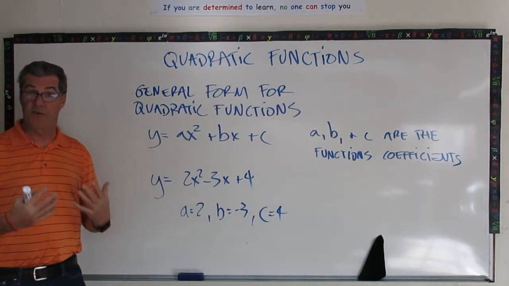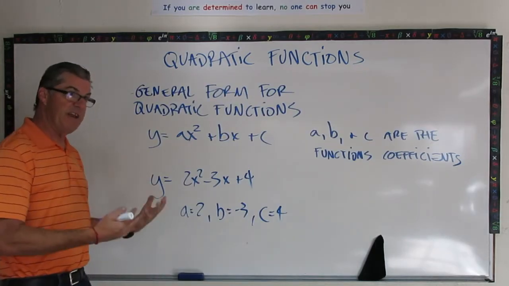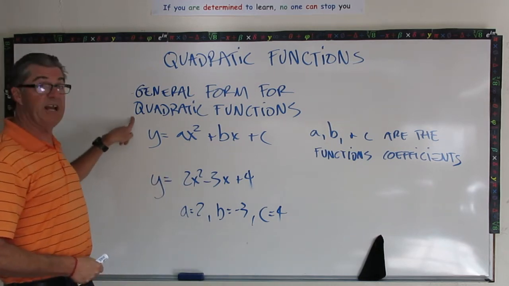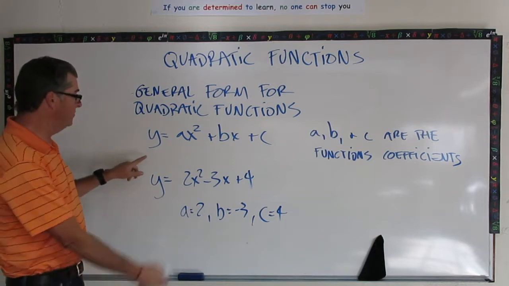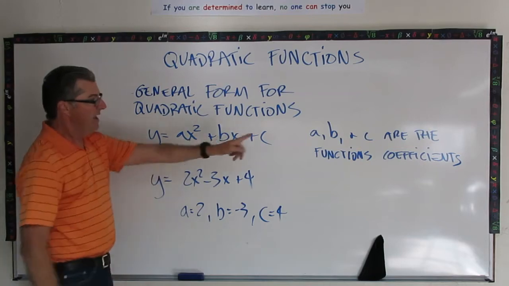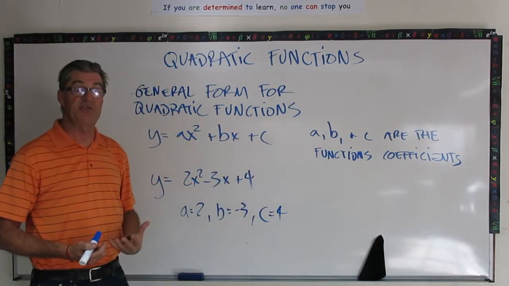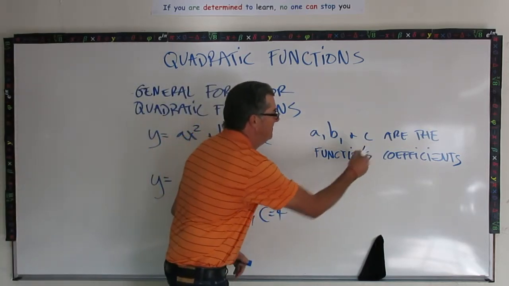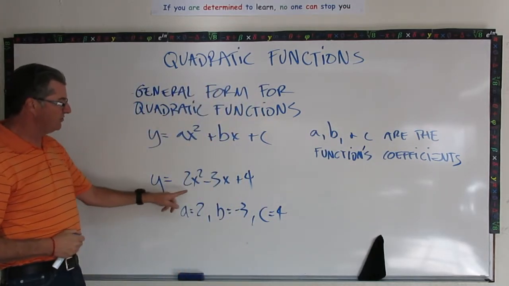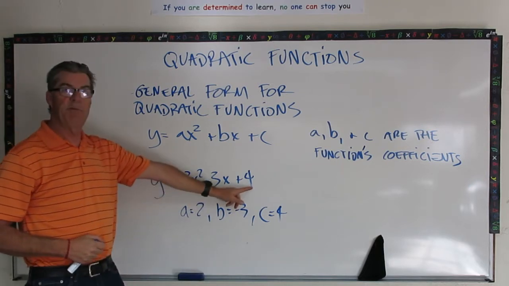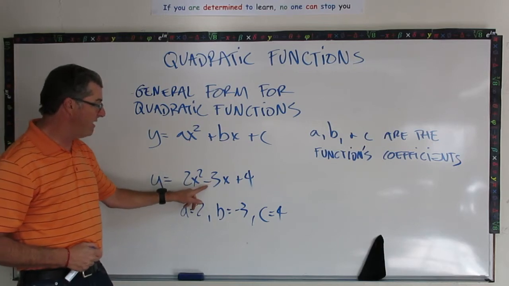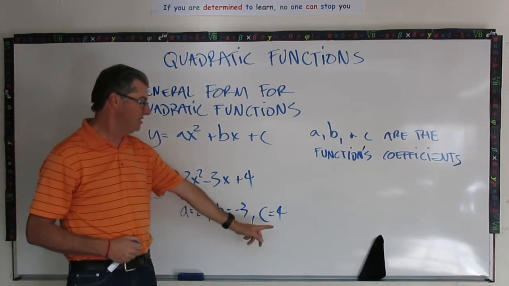Okay, let's review the general form for a quadratic equation. But let's use the new words. So this is the general form for quadratic functions. This should be familiar to you. Y equals ax squared plus bx plus c, where a, b, and c are the function's coefficients. So for example, here's a quadratic function, y equals 2x squared minus 3x plus 4. So my a coefficient is 2, my b coefficient is minus 3, and my c coefficient is 4.